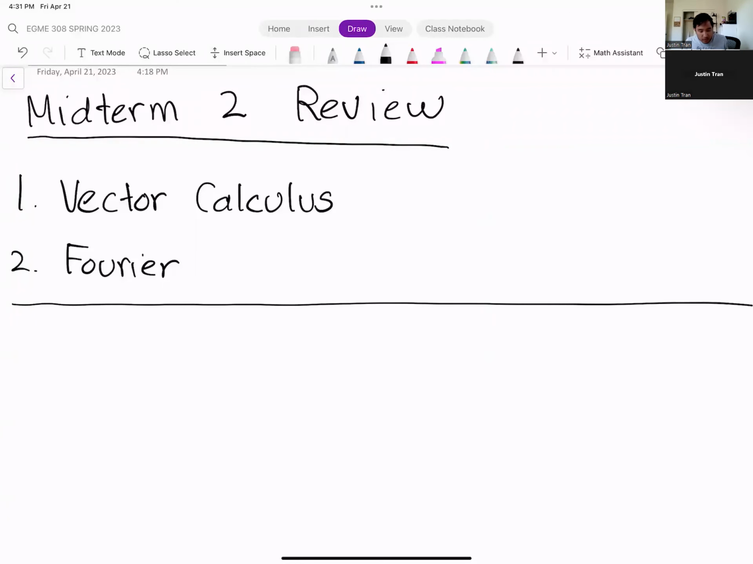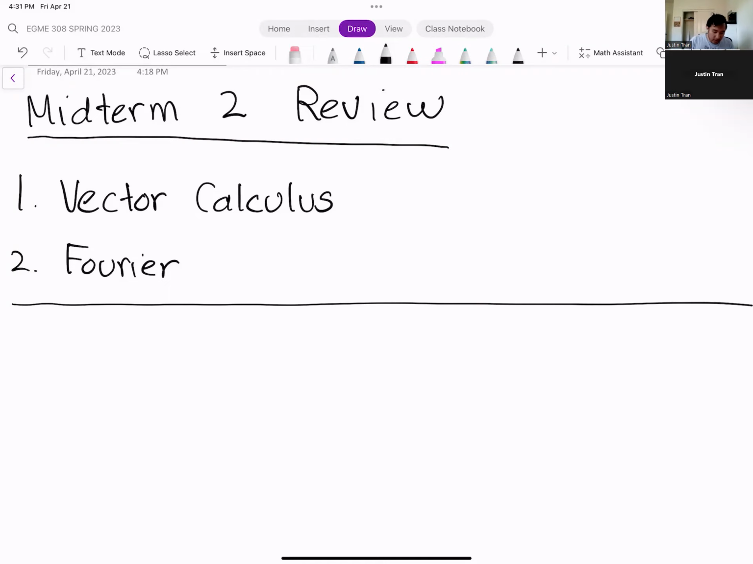Okay, so this is the review session for midterm 2 for EGME 308 in spring 2023. For our second midterm, there were two main, I would say, big topics that we covered in the class. One was vector calculus, where we did differential vector calculus, then integral vector calculus, and the other was Fourier, which is what we just finished up, right? So I wanted to review both.